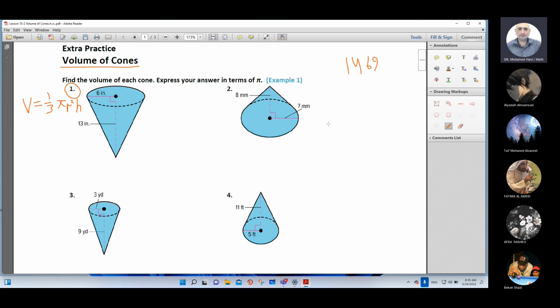This answer is for Afra and Taif. Thanks, Afra and Taif. Who has a different answer? 52. Who has a different answer?